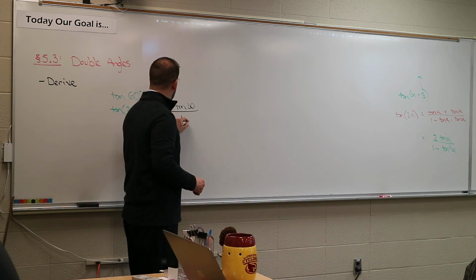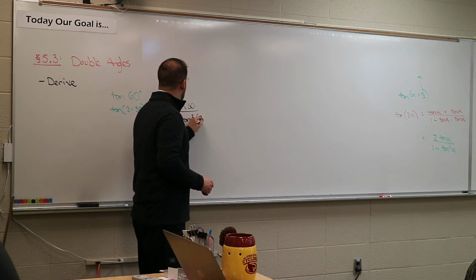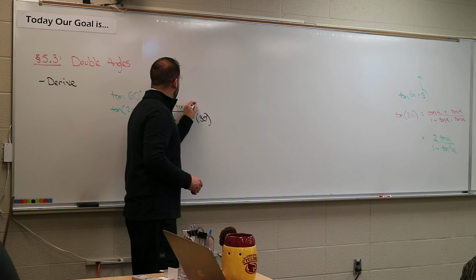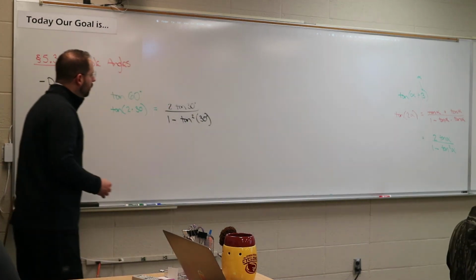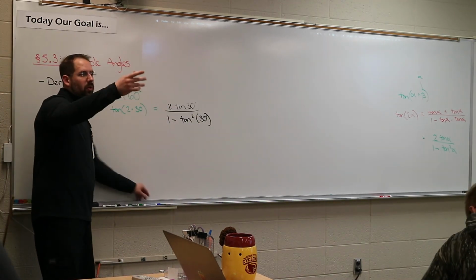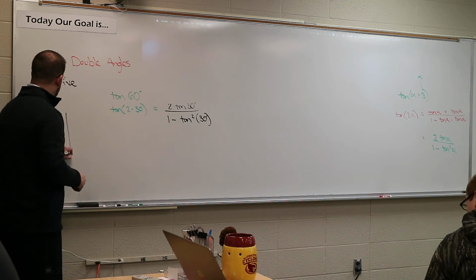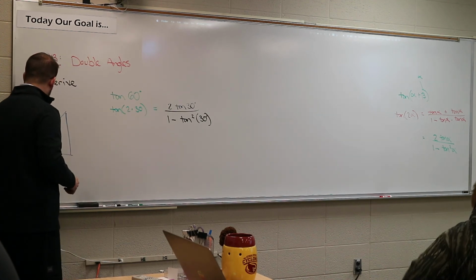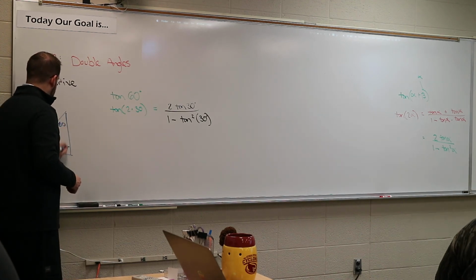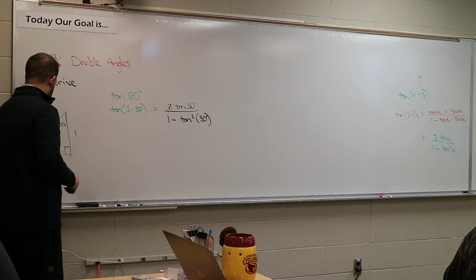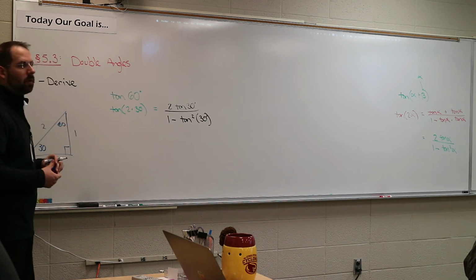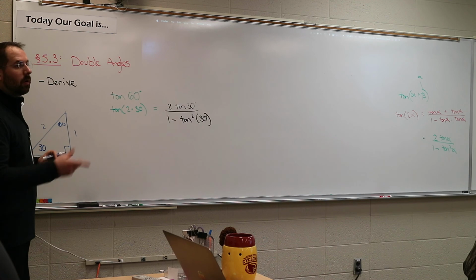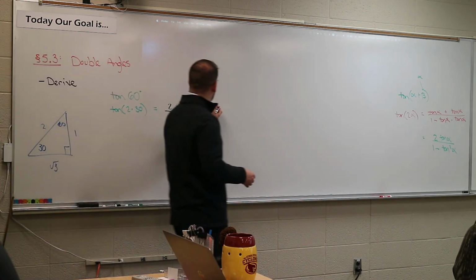Over 1 minus tangent squared 30. Okay? All right, so far so good. We're doing 60 degrees, which is double of 30. And now the last thing we have to do, what's your tangent of 30? Oh, opposite over adjacent. Can you draw the special triangle? Yes. Oh, I couldn't see. 1 over square root 3. 1 over root 3.